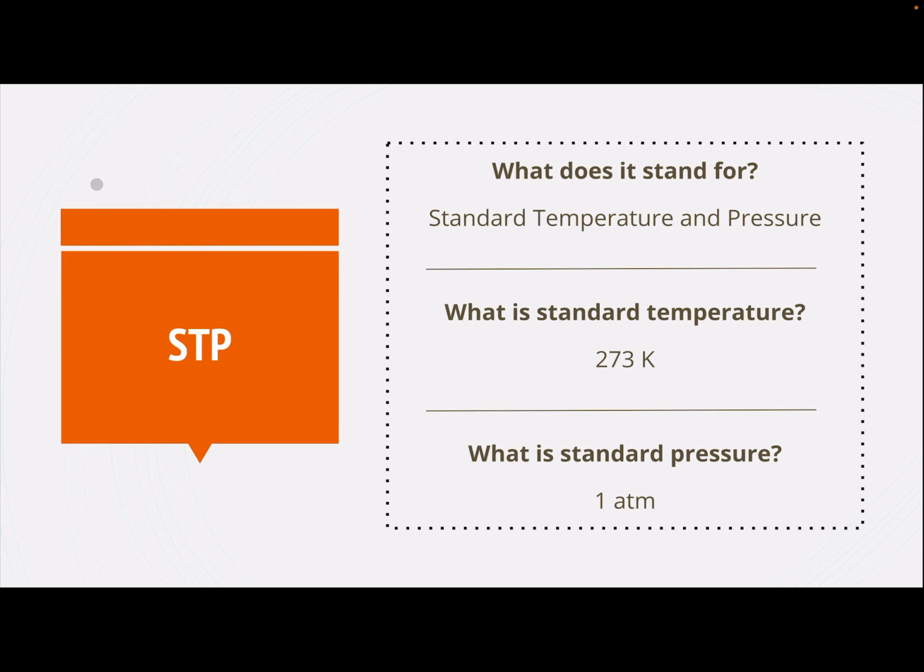And finally, we need to know this acronym STP. So what does it stand for? STP stands for standard temperature and pressure. The standard temperature is 273 Kelvin. That is equivalent to 0 degrees Celsius. While the standard pressure is 1 atmosphere, or any of those other values, 14.7 psi, 101.3 kPa, and so on.